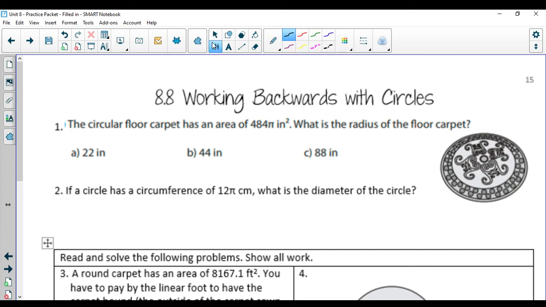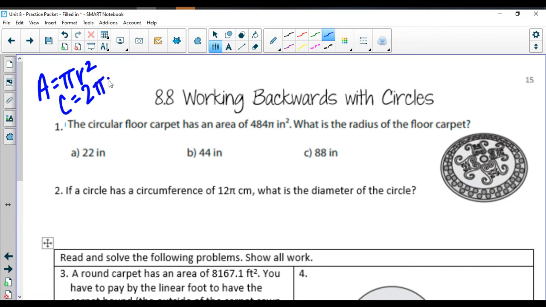Lesson 8.8, working backwards with circles. So we're going to be using our area and our circumference formulas. So up at the top of the page, area is equal to pi r squared. Circumference is 2 pi r.